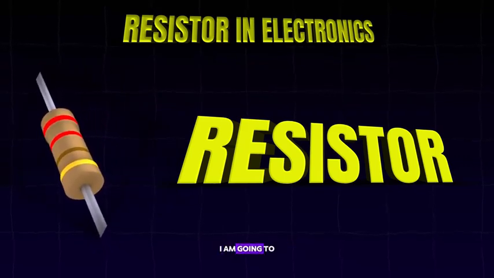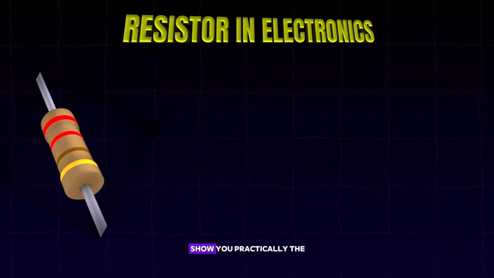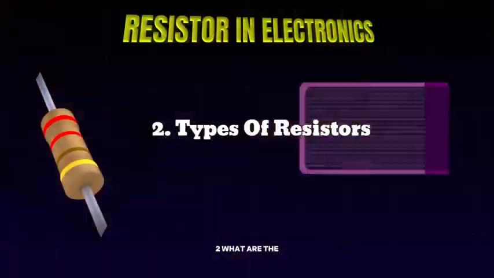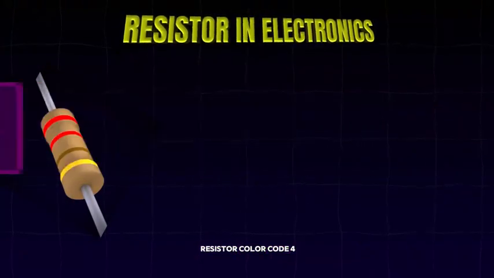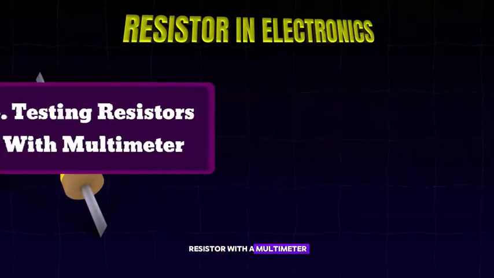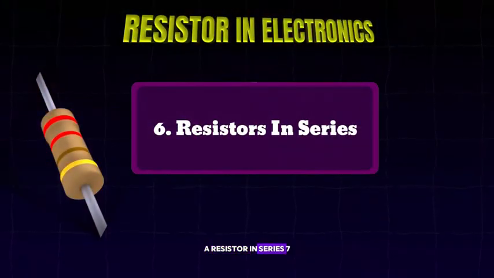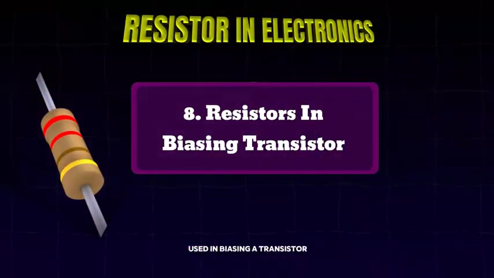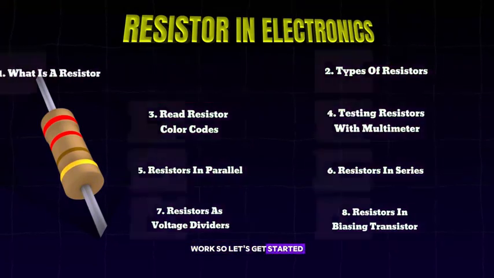In this video, I am going to walk you through almost everything you need to know about resistors. I will explain and show you practically the working of: 1. What is a resistor? 2. What are the types of resistors? 3. How to read resistor color code. 4. How to read a resistor with a multimeter. 5. A resistor in parallel. 6. A resistor in series. 7. A resistor as a voltage divider. And 8th, a resistor used in biasing a transistor. So watch this video to the end so you will have a better understanding of how resistors work. So let's get started.